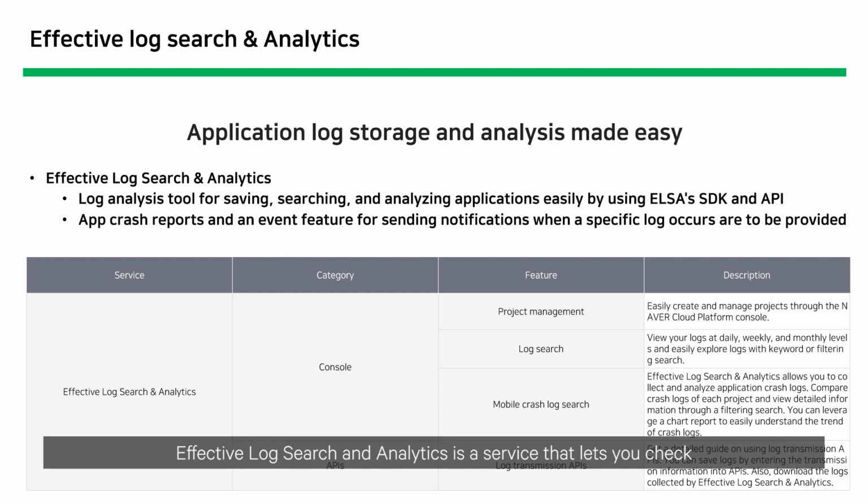Effective Log Search and Analytics is a service that lets you check and search logs generated from server and client through a web UI. You can use it in the API and mobile SDK format. In particular, you can use the mobile SDK to save and analyze the app crash information sent, as well as check the information of the project where the app crash occurred, and the trend of log generation in real time.